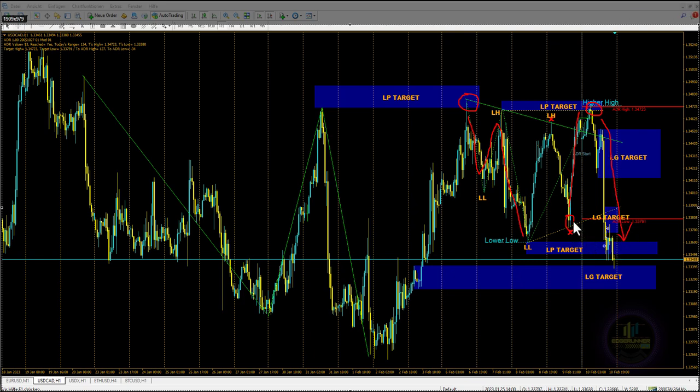Why didn't I take the low from February 9th? It's quite simple, because it was an inside low. There was no higher high before.